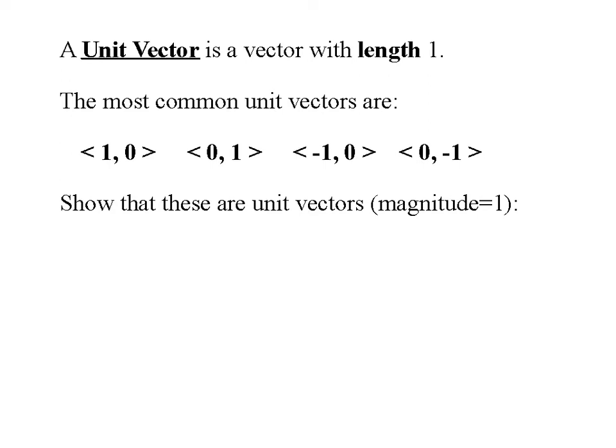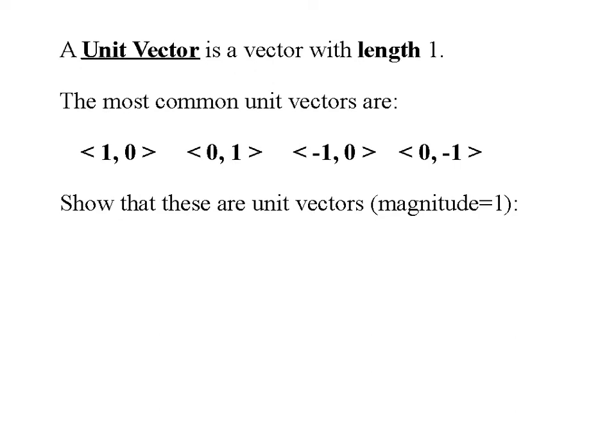So let's get started. We're going to be talking about a unit vector, and all a unit vector is, is a vector that's length 1, hence unit. Remember, we think unit circle. The unit circle has a radius of 1. A unit vector has a length of 1. The most common unit vectors are ⟨1, 0⟩, ⟨0, 1⟩, ⟨-1, 0⟩, and ⟨0, -1⟩. We can prove that these are unit vectors by finding the magnitude of each.